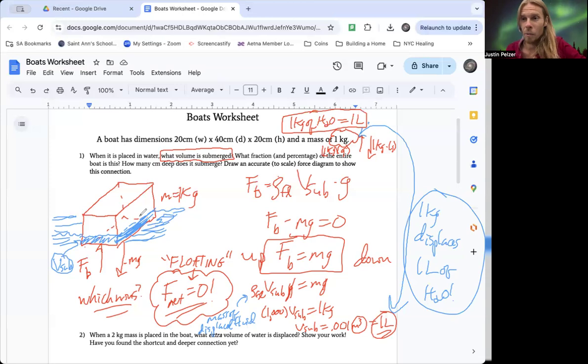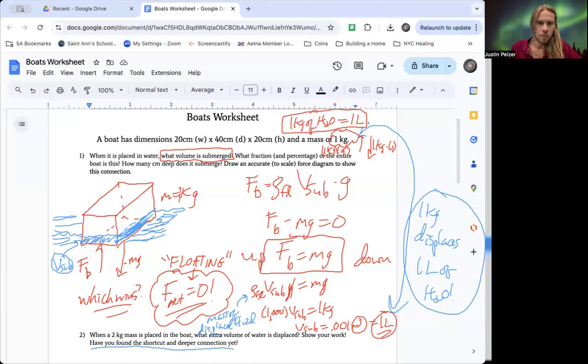So if I'm pushing down with 1 kilogram of weight of the boat, it's going to push back with the equivalent of 1 kilogram. I know it's mass, but times G, it's going to push up with 1 kilogram of water. Boom! It's 1 liter. That's the realization. I hope that makes sense. Anyway, please show that the math gets you there, but that's the shortcut. It's pretty cool. And I said down here, have you found the shortcut and deeper connection yet? We're going to have that in class.